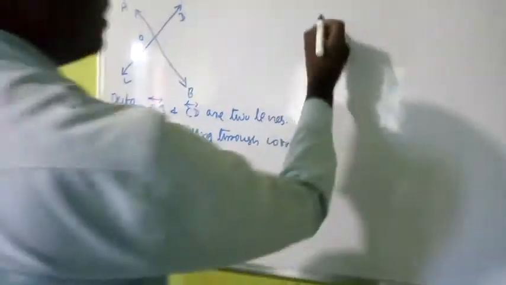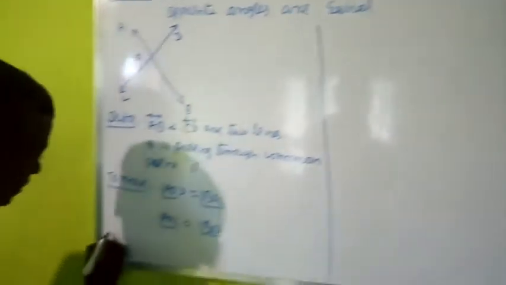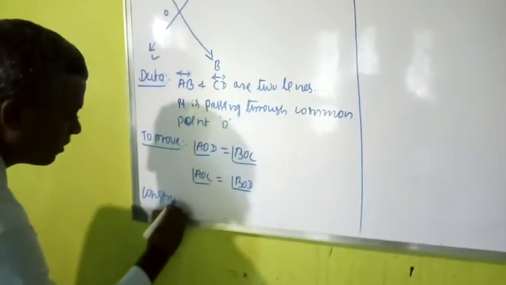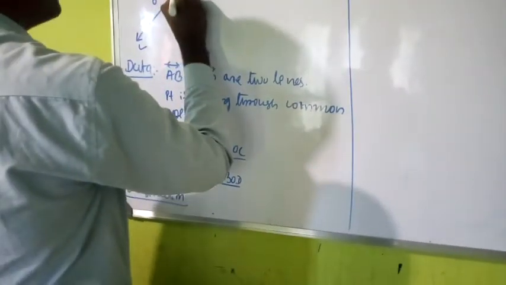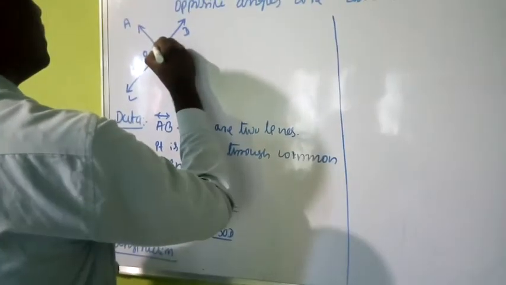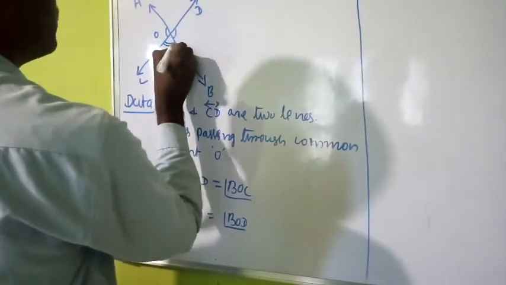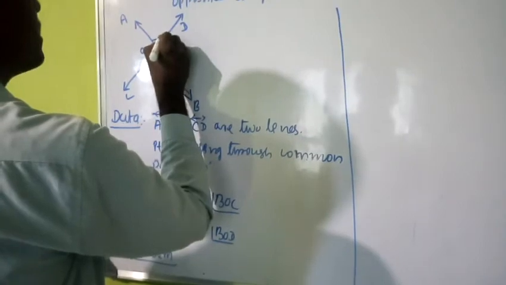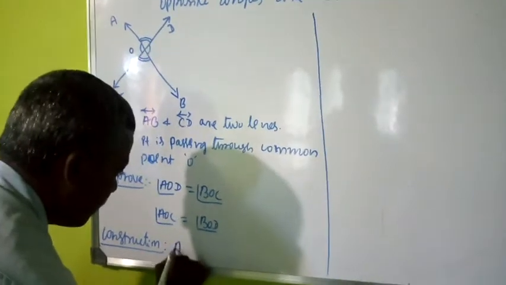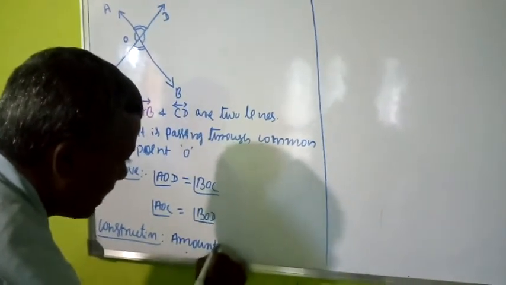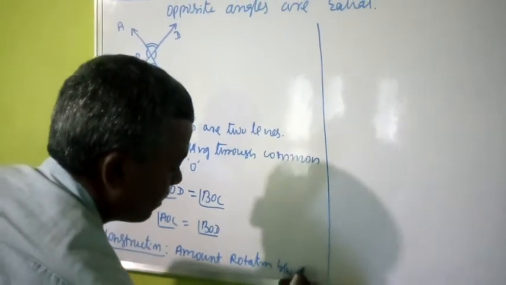Okay, so next here we want to do a small construction. Let us do the construction. So this is the amount of rotation between the angles. Okay students, is it understood? So this is a small construction, that is the amount of rotation between the rays.